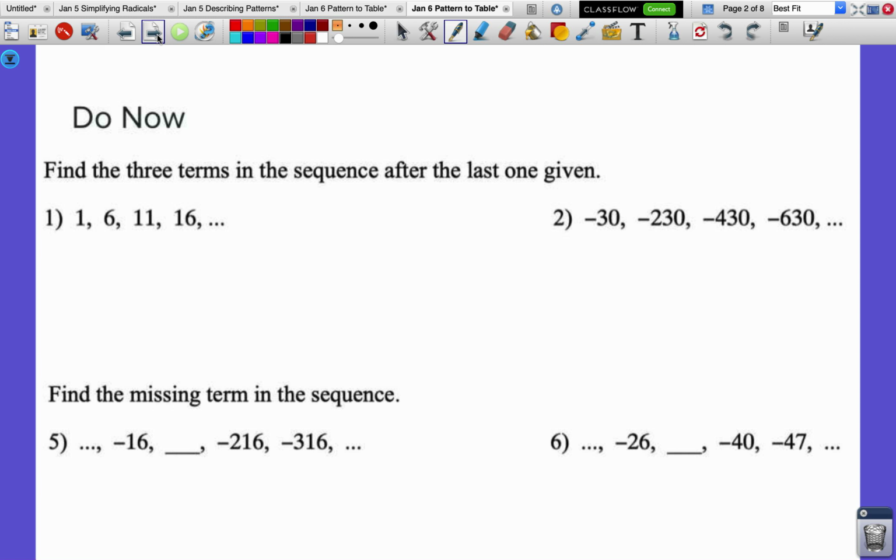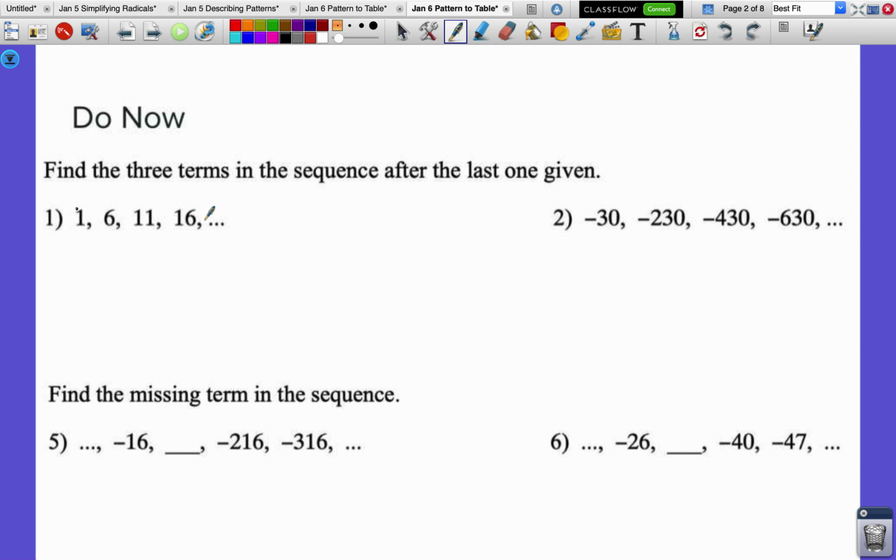Here we have some numerical patterns for us to add the next three terms to. So copy down that first one. The pattern goes 1, 6, 11, 16. So what are going to be the next three terms?